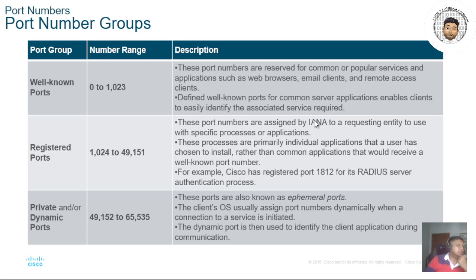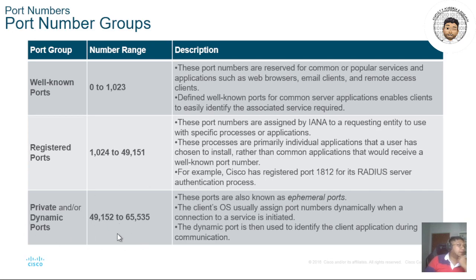And then you have registered ports. This one is for specific processes and applications. For example, Cisco has registered port 1812 for its RADIUS server authentication process. Maybe Google also has one, and maybe your telecommunication network also has its own.